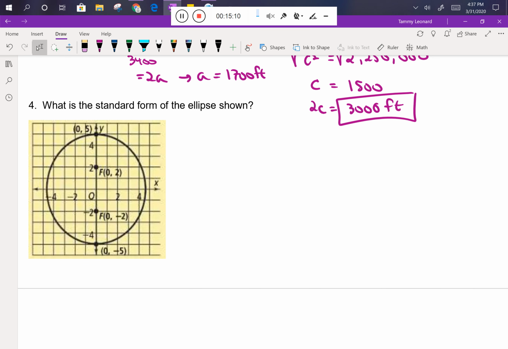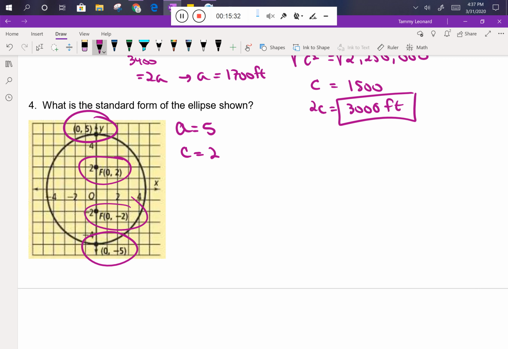All right, our last question on this note sheet is to try to write an equation in standard form for the given ellipse. We always want to look and see what information we have. We can see from the graph that we're given the vertices and the foci. So from the graph, we can see that A is 5 and C is 2. But we need B in order to write our equation.